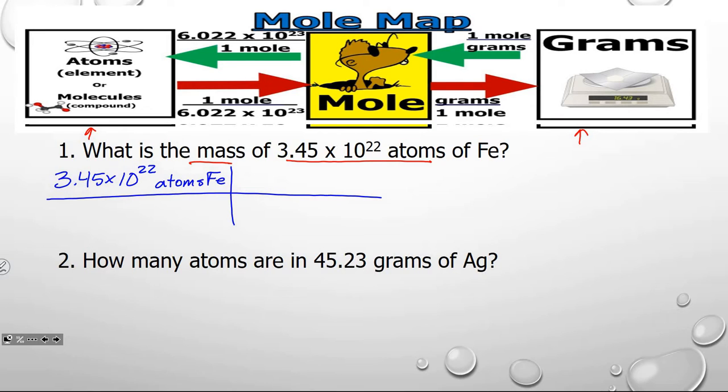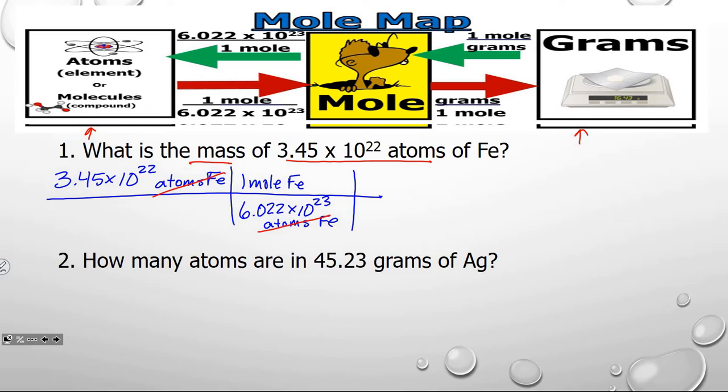This first red arrow says I put 1 mole on top. So I put 1 mole of Fe on top, and on the bottom, I put Avogadro's number. We're going to use 6.022 times 10 to the 23rd because that gives us 4 significant figures rather than 3. And we would put atoms of Fe, because it's just an element. Atoms of Fe would cancel out. We are now in the yellow on the mole.